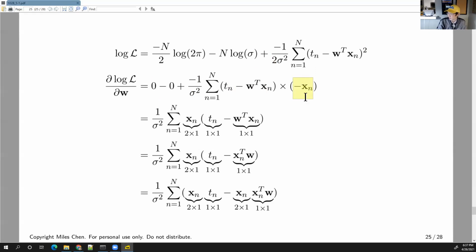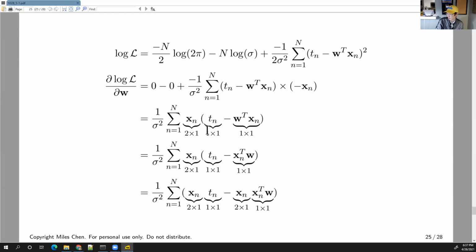Okay, and just to make sure that our derivative makes sense as far as dimensionality goes, this is a constant, just a scalar value. xn is a 2 by 1 vector. Then tn is a scalar, and w transpose xn is a scalar. So here I just have a 2 by 1 multiplied by a scalar.